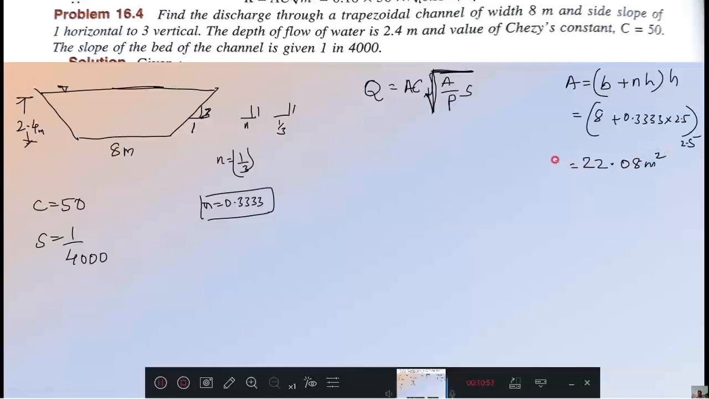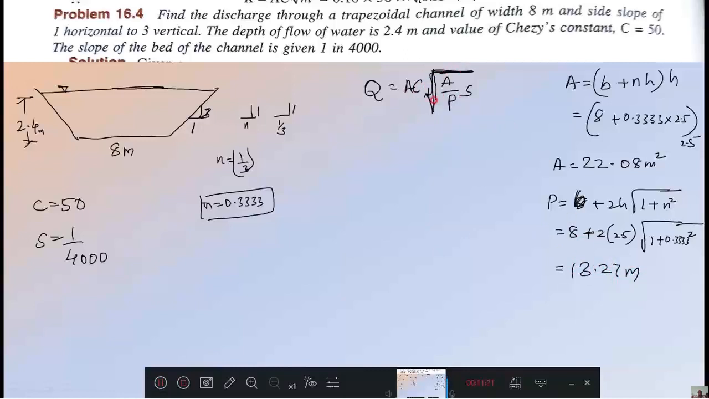22.08 meter square, I got the area. Then perimeter is equal to the formula B plus 2H root of 1 plus n square. The formula is B plus 2H root of 1 plus n square. Then 8 plus 2 into 2.5 into root of 1 plus 0.333 square. Okay, then the answer is 13.27 meter. You got everything, I think.